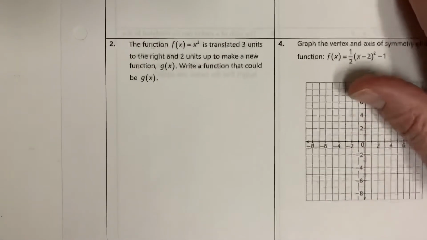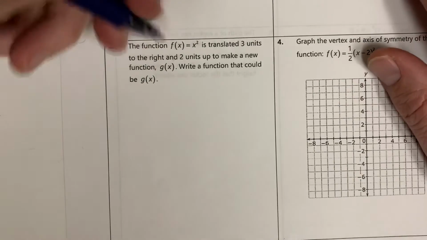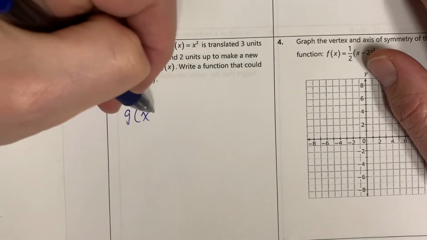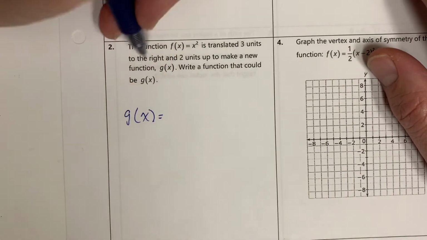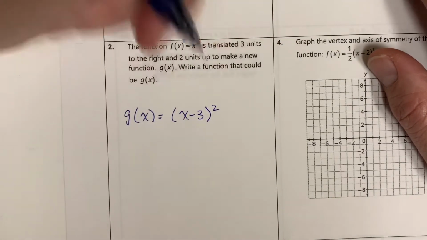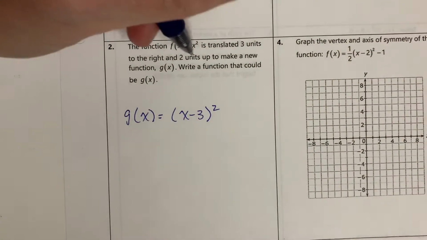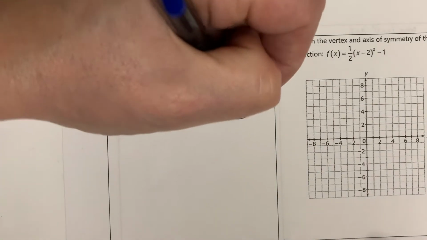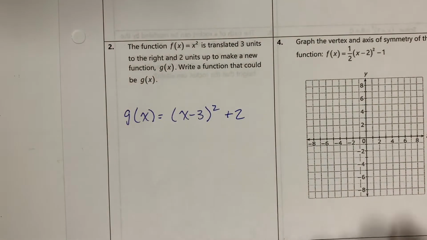Problem number 2, translations. We're going to move this one, g of x is equal to, we're going to move it 3 units to the right. So x minus 3 squared. And then we're going to move it 2 units up. So we're going to put a +2 at the end.